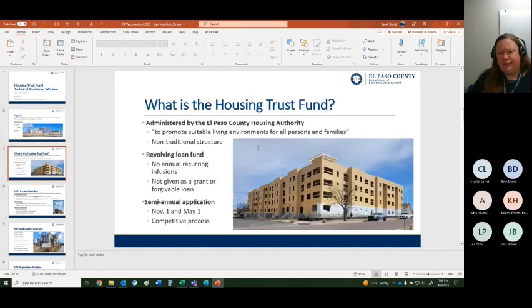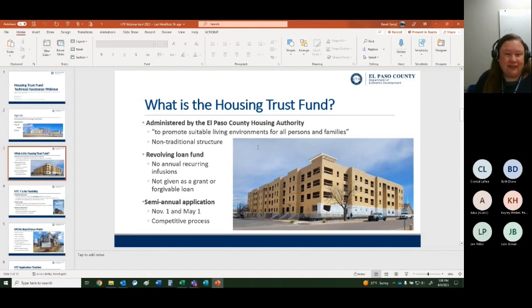So to get started, a little bit about the Housing Trust Fund just in general. It's administered by the El Paso County Housing Authority. We have a non-traditional housing authority around here. We don't own or manage any housing for this housing authority, so very non-traditional. Instead, we're more like a housing finance authority, so we're able to fund projects in our community. And the goal of the Housing Authority is to promote suitable living environments for all persons and families. And we'll talk more about how they do that with the Housing Trust Fund.